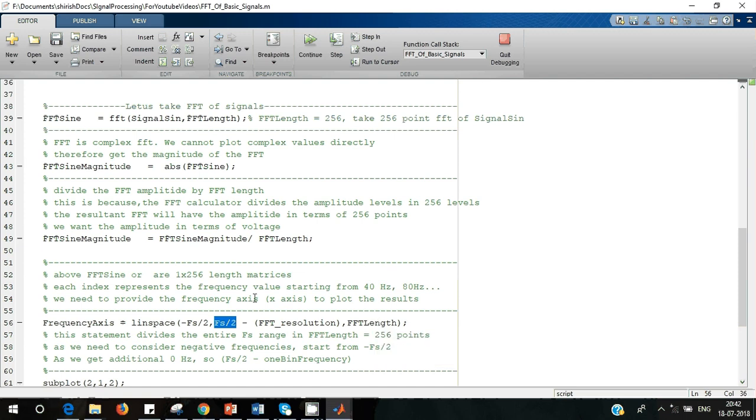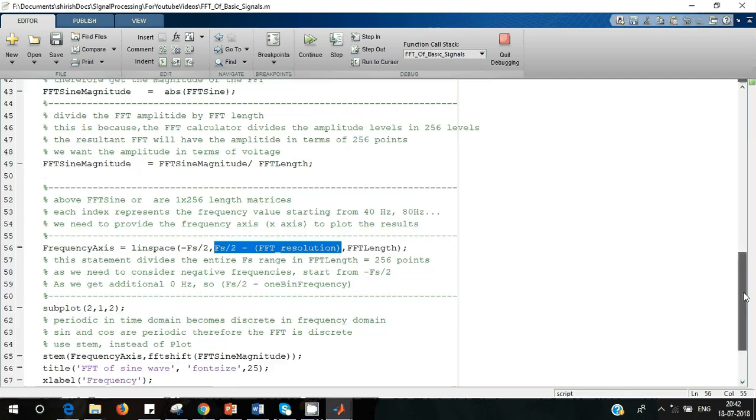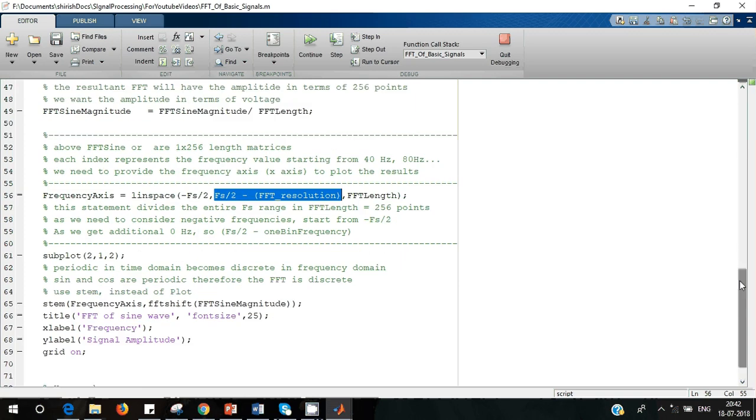Again, to repeat, we take the entire frequency axis and divide it from minus Fs by 2 to plus Fs by 2, and the total number of points is 256. Just remember, 0 is also included in the frequency. Therefore, we need to take one point less, one frequency value less, because otherwise that will be 257. So it is from minus Fs by 2 to plus Fs by 2 minus one value, because 0 is already included in the positive frequencies. So including zero, it will be one frequency less. So this is the frequency axis values.